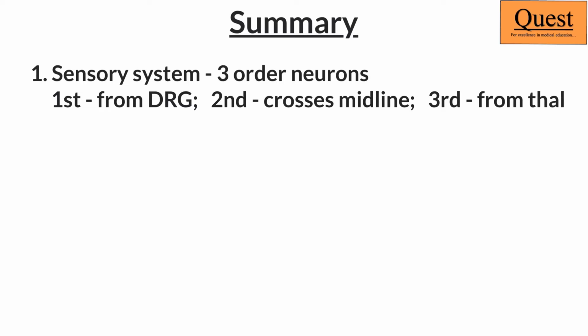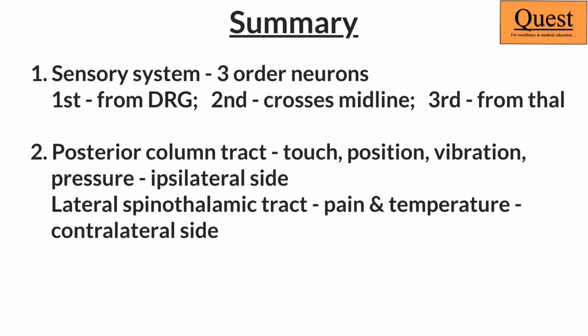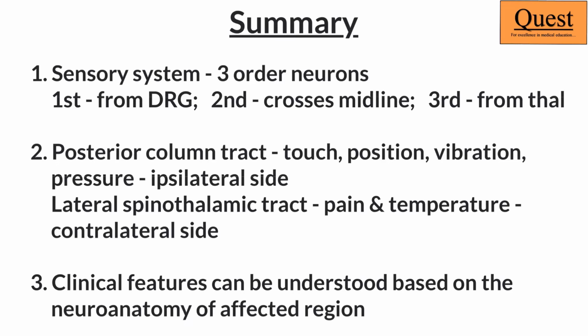To summarize, we have seen that the afferent or the sensory tracts are 3 order neurons. The first order neuron arises from the dorsal root ganglion, the second order neuron crosses the midline, and the third order neuron arises from the thalamus to reach the cortex. The posterior column tract is going to carry touch, position, vibration from the same side of the body. It is made up of the first order neurons. The spinothalamic tract is going to carry pain and temperature from the opposite side of the body, and it is made up of the second order neuron of that system. A variety of clinical presentations can be understood once we understand the anatomy of these tracts.